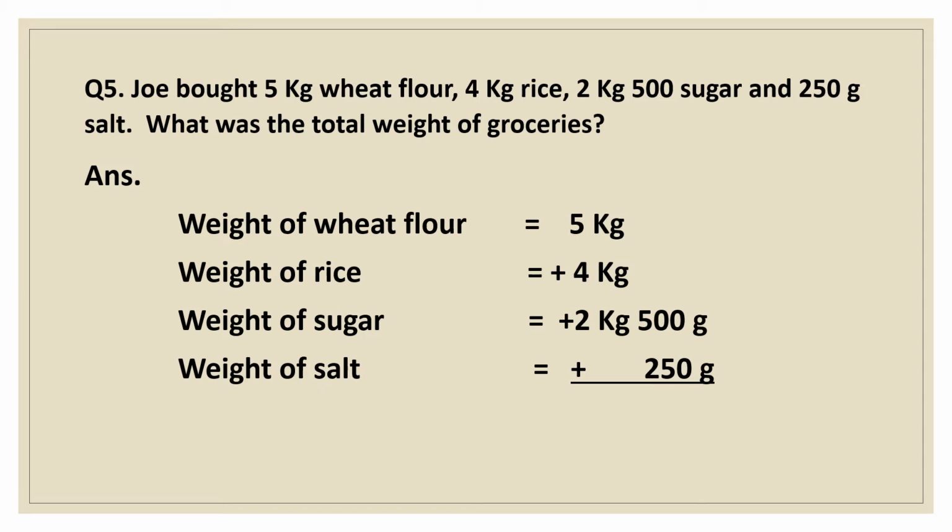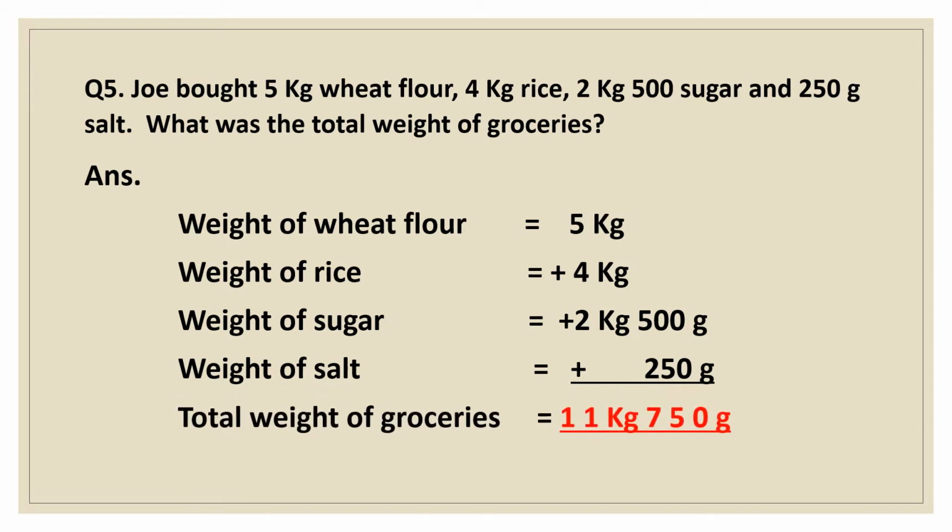Now children, add it. See, on the gram side you have to write gram digits and on the kg side you have to write digits of kg only. Now when you add, first start from the gram side. 0 plus 0 is 0, 0 plus 5 is 5 and 5 plus 2 is 7. So 750 gram. Now come towards kilogram side. 5 plus 4 is 9, 9 plus 2 is 11. So total weight of groceries is 11 kg 750 grams.